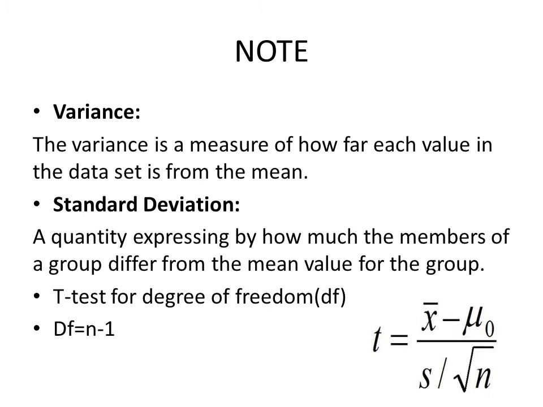Now, what is standard deviation? Standard deviation is a quantity expressing by how much a member of a group differs from the mean value. What is the difference between the mean value and the actual value? The formula for t-test is t equals x bar minus mu 0 upon s divided by the square root of n. X bar is the sample mean, mu is the population mean, s is the standard deviation, and n is the sample size.